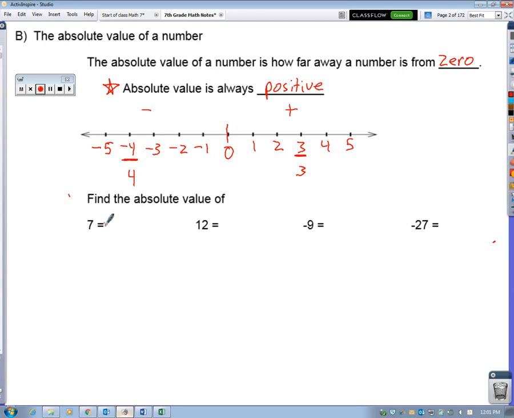So here's a few examples. Let's take a look at these. If we wanted to find the absolute value of 7, that's easy. It's just going to be 7. 7 is 7 places away from 0. Positive 12 is going to have an absolute value of 12. In our negative numbers, negative 9 is 9 places down from 0, so it has an absolute value of 9. Negative 27 is 27 places away from 0, so it has an absolute value of 27. That's how absolute value works. Now let's get into adding.